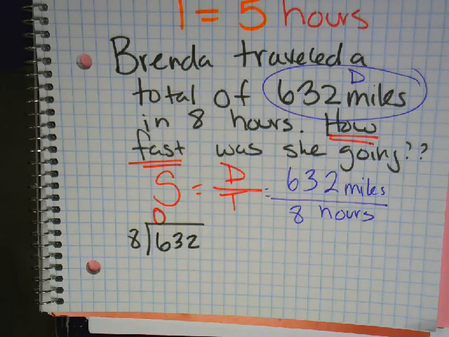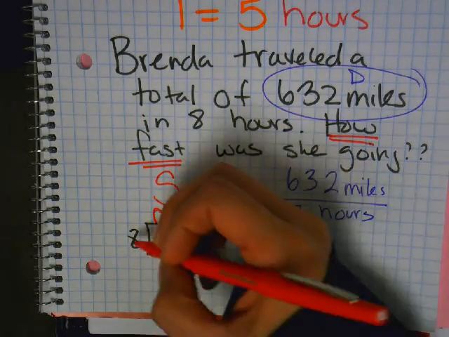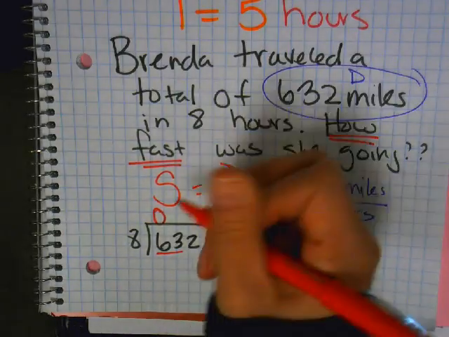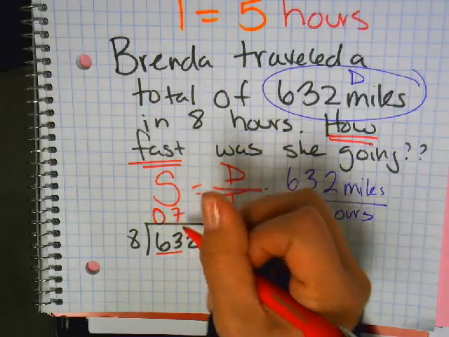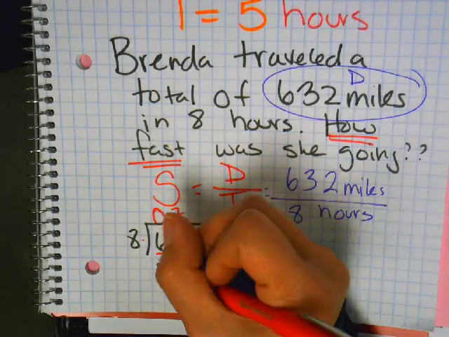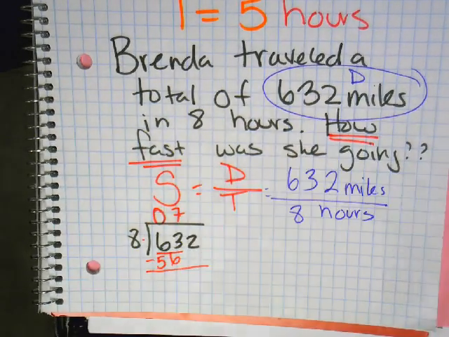How many times does 8 go into 63? 7. What's 7 times 8? 56. All right, keep going.